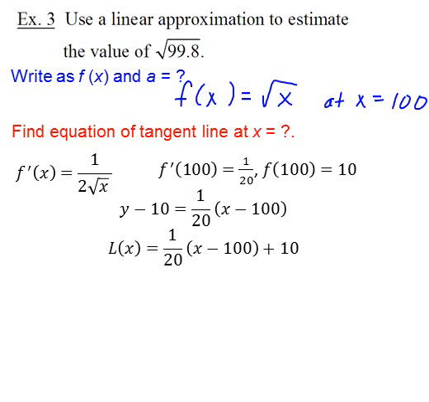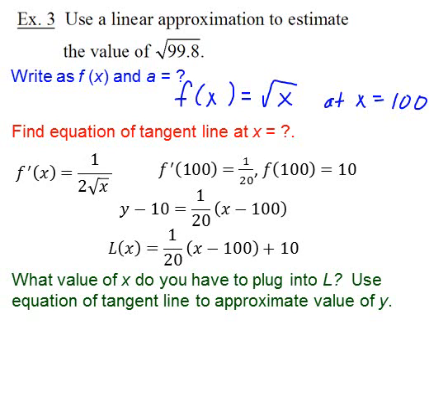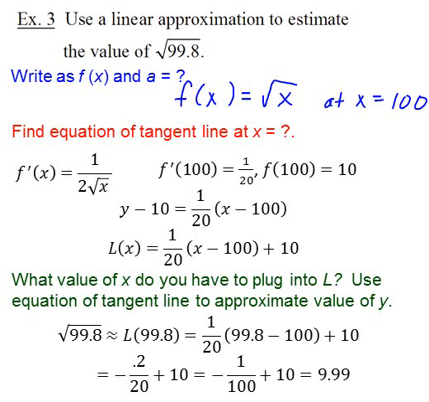We would have to plug in 99.8 for x to get the exact value of the square root of 99.8 in the original function f. So that means we'll plug 99.8 for x in the linear approximation to get our estimate. Using our linear approximation, the square root of 99.8 is about 9.99.